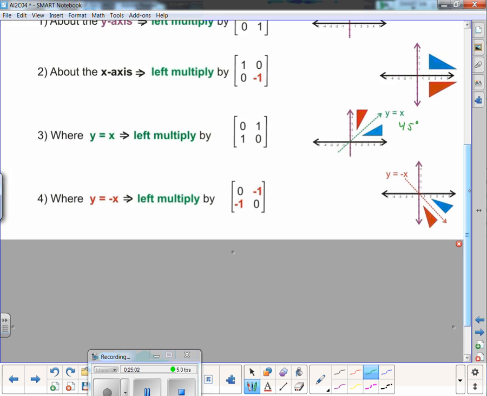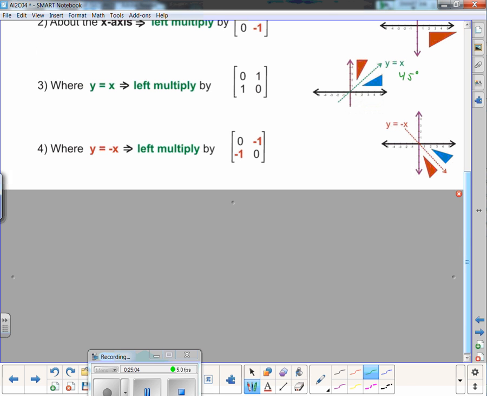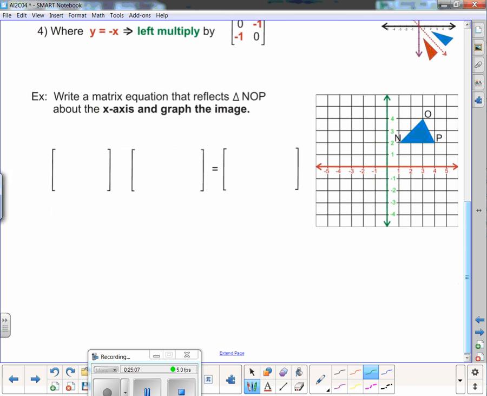And do I have time to do the last thing? Yeah, let's at least start it. So we're going to, first off, write a matrix for the object. Okay, that should be easy now. And let's stick it here though, right? Because we got to left multiply. So write a matrix equation that reflects triangle NOP about the x-axis, and then graph the image. So what do we got?